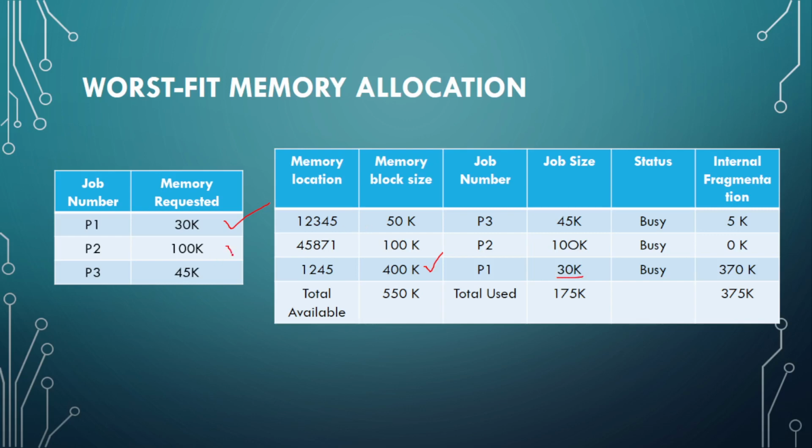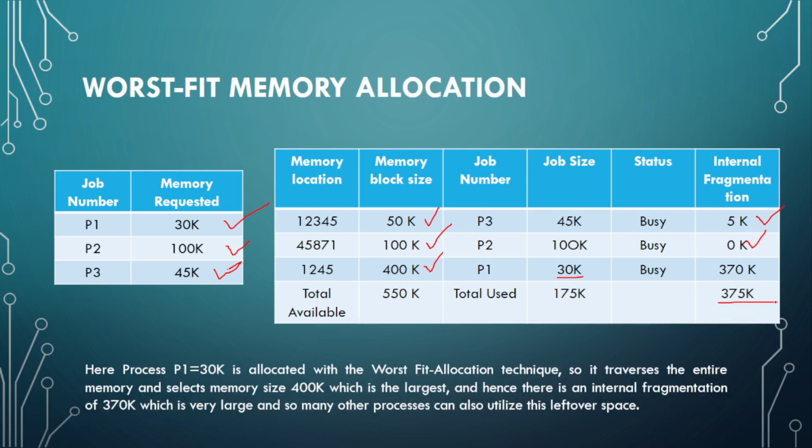And the next process is requesting 100 kilobytes, and the largest hole that can accommodate this 100k is the 100 kilobyte block. So we allocate process 2 to the 100k block, which leads to 0 kilobytes of internal fragmentation. And then 45 kilobytes are needed for process 3, and the largest block available to accommodate 45 KB is 50 KB, and we accommodate process 3 in 50 KB, which leads to 5k internal fragmentation. So the total available memory here is 550 kilobytes. We are going to use only 175 kilobytes, which leads to 375 kilobytes of internal fragmentation.